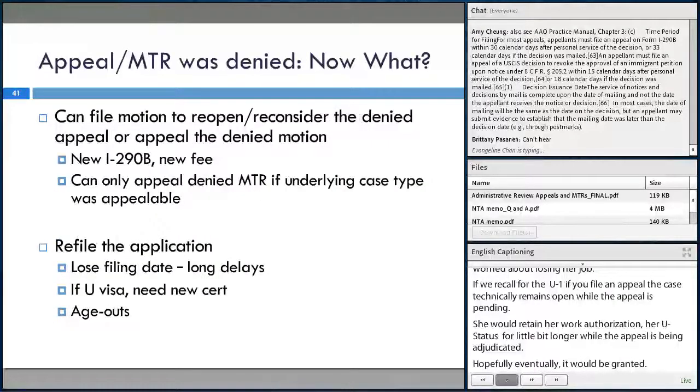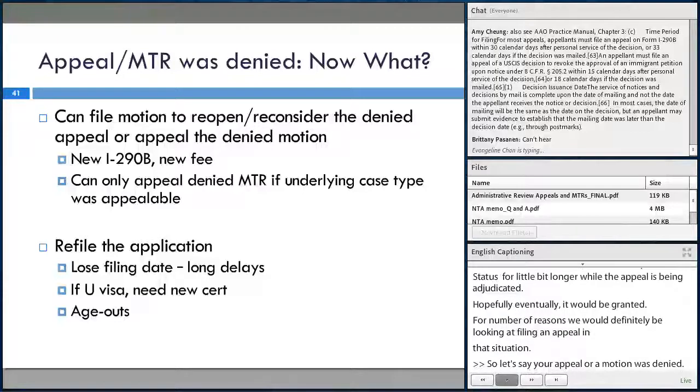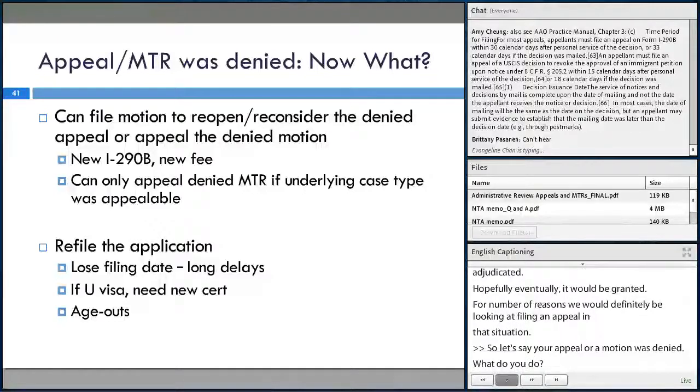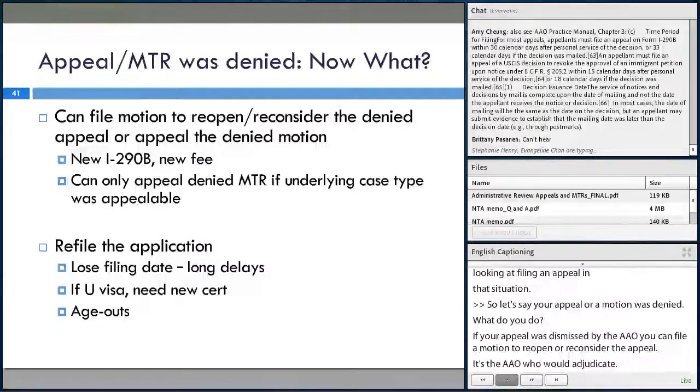All right, next up. So let's say your appeal or your motion was denied. Now what do you do? So if your appeal was dismissed by the AAO, you can file a motion to reopen or reconsider that appeal. And it's the AAO who would be adjudicating that motion. Or conversely, if you first filed a motion with the service center and they denied your motion, then you would be able to appeal that denial of the motion. Okay, and then that appeal would go up to the AAO.